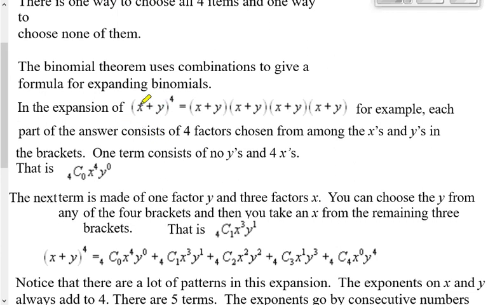Okay. The binomial theorem uses combinations to give us a formula for expanding binomials. So if we had (x plus y) to the fourth, we do not want to have to do x plus y times x plus y times x plus y times x plus y. That's a lot of foiling. Chances of making an error would be high.